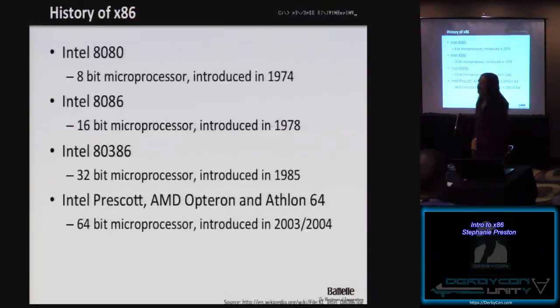So for our intro, let's actually talk about x86. The history of x86: it all started with the Intel 8080 chip, which was an 8-bit processor introduced in 1974.